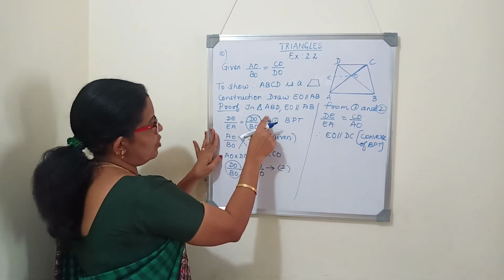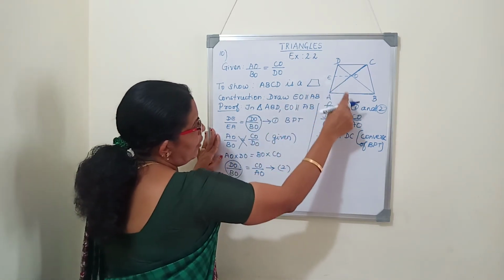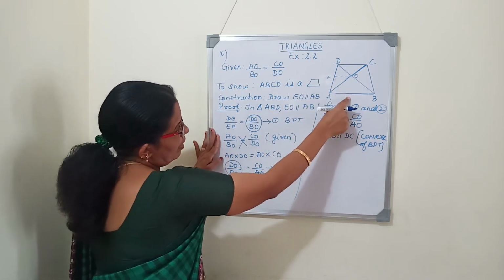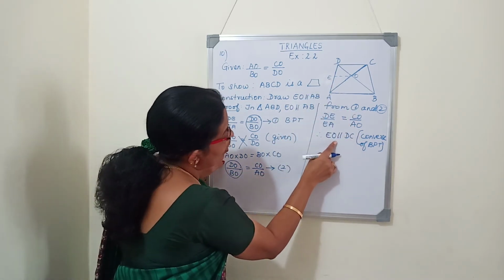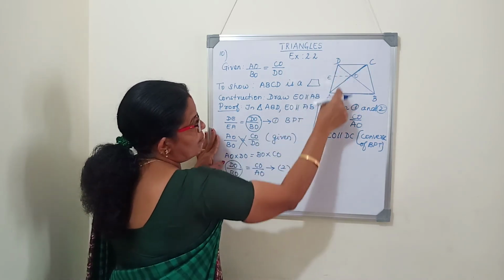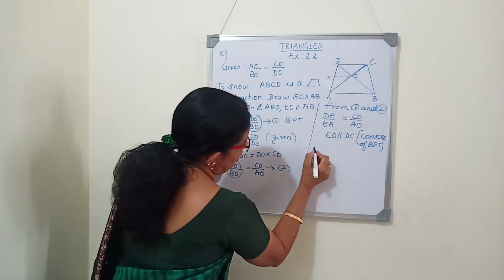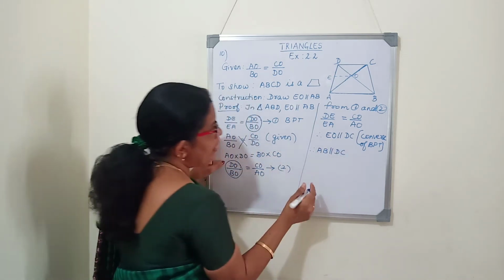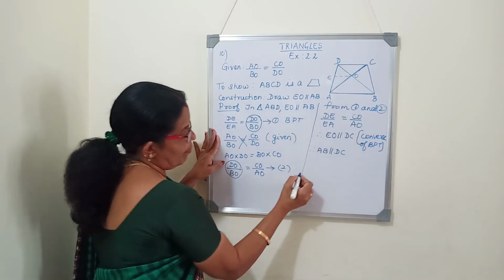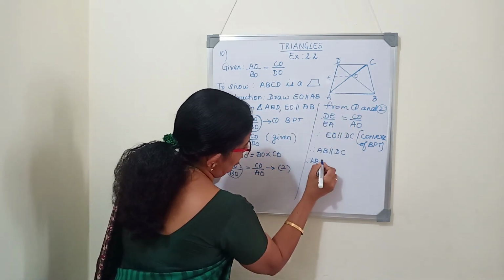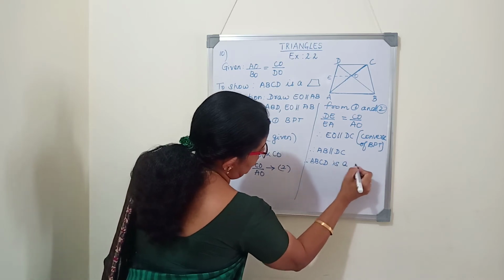So here first we started by constructing EO parallel to AB. So EO is already parallel to AB. We started like that. And now we proved that EO is parallel to DC. This line EO is parallel to both the lines AB and CD. Therefore, AB is parallel to DC. And if one pair of opposite sides are parallel, ABCD is a trapezium. Therefore, ABCD is a trapezium.